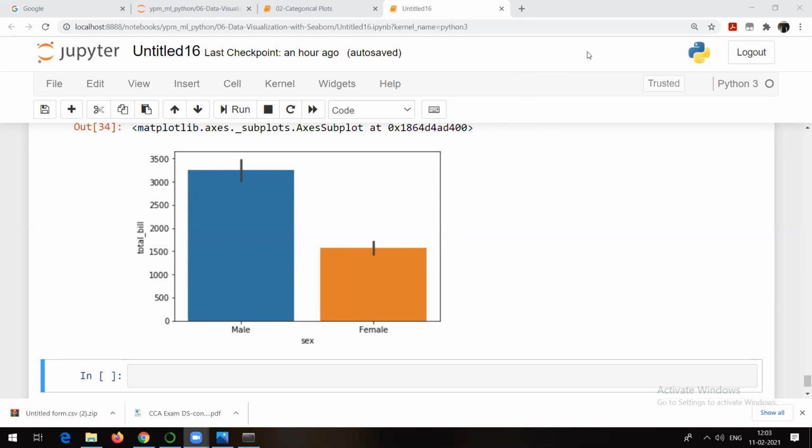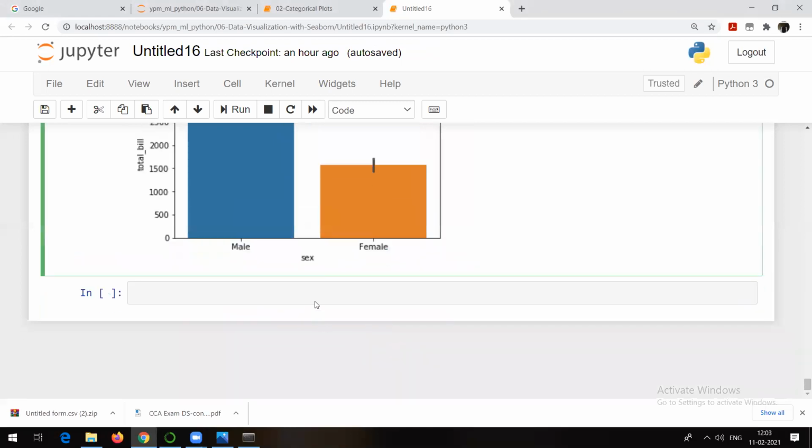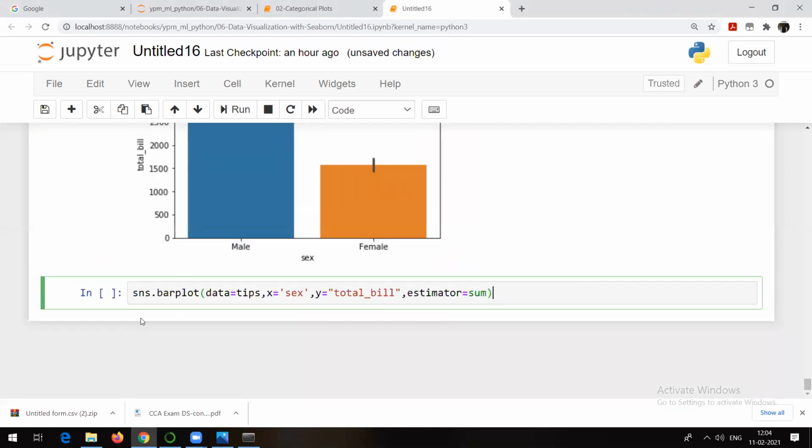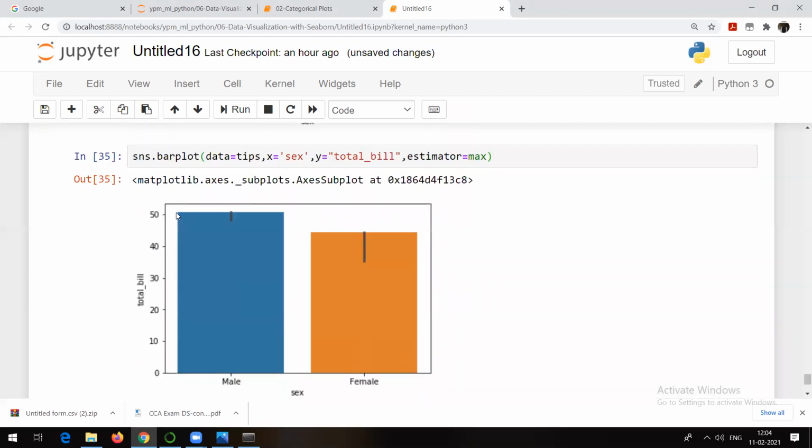Suppose I want to know who generated the maximum total bill. Is it female or a male? Yes, I can find that out with the help of a bar plot. So maybe I can make use of max. Let's run it. Now see, again it's male who generated the maximum total bill, and it was $50. Female's maximum total bill was near about $45.